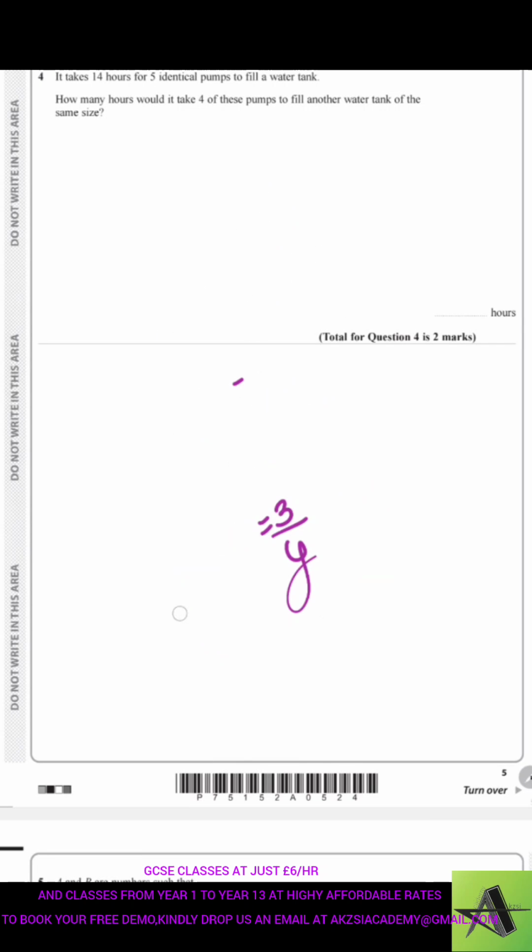Question 4 is the word problem of it. So the question says, it takes 14 hours for 5 identical pumps to fill a water tank. Now you have to think whether it's a direct proportion or an inverse proportion. Because if you increase the number of pumps, obviously it will take less time to fill it. Simple. So they are inversely proportional. So time is inversely proportional to the number of pumps. How many hours would it take for 4 of these pumps to fill another water tank of the same size?